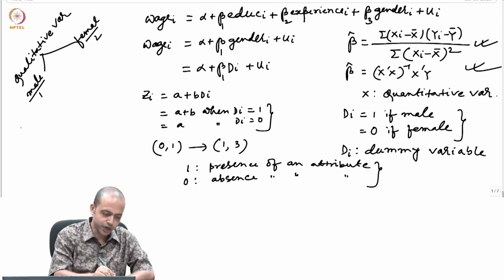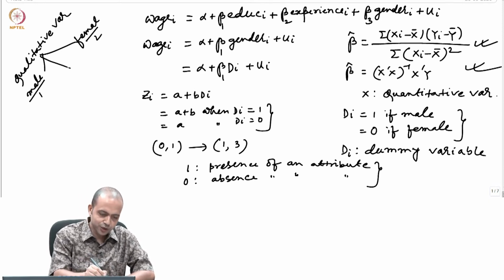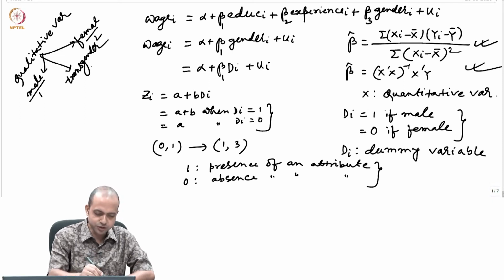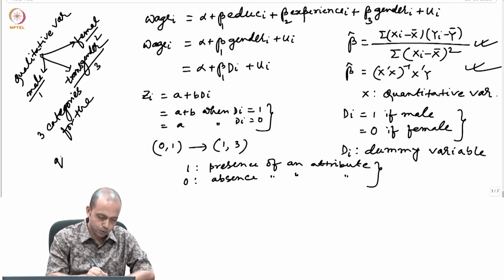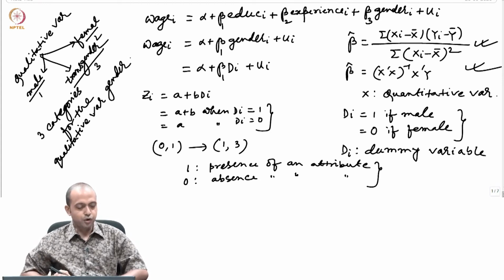If you decide to define the qualitative variable in terms of 3 categories, then obviously you can add one more category, which would, let us say, be the transgender category. So, this is 3. Here there are 3 categories of the qualitative variable gender.